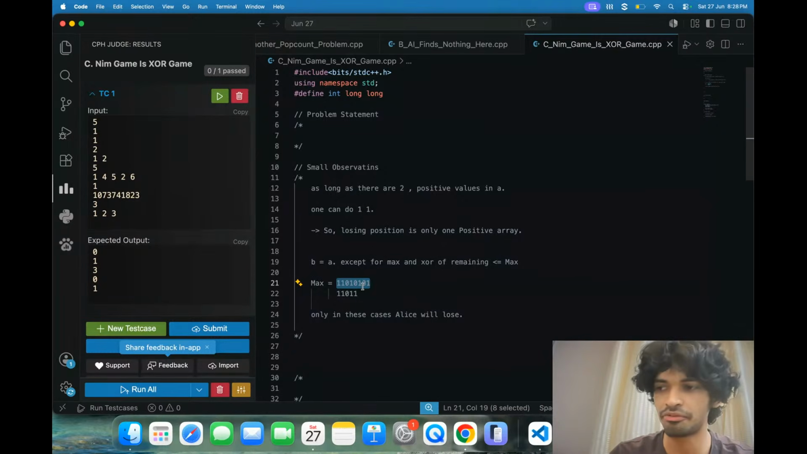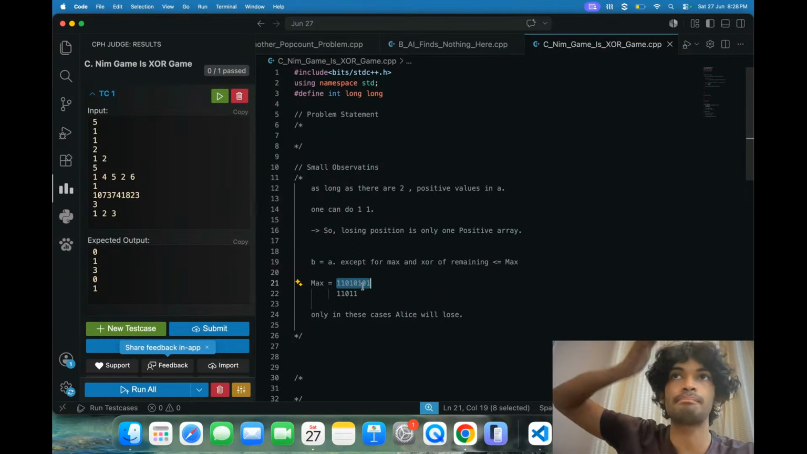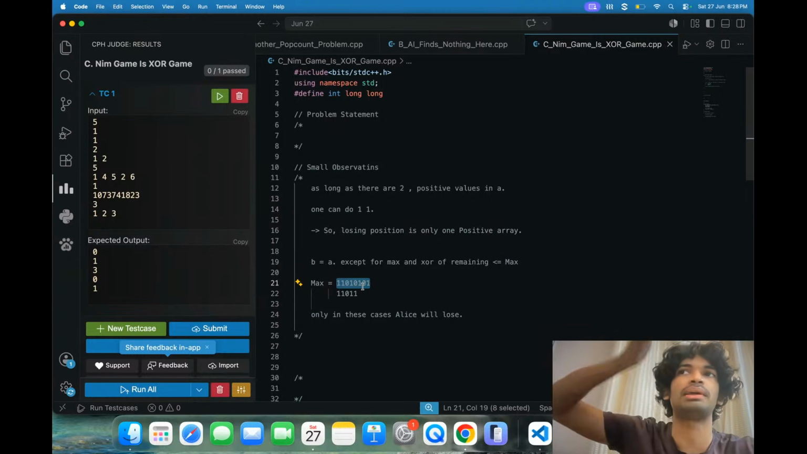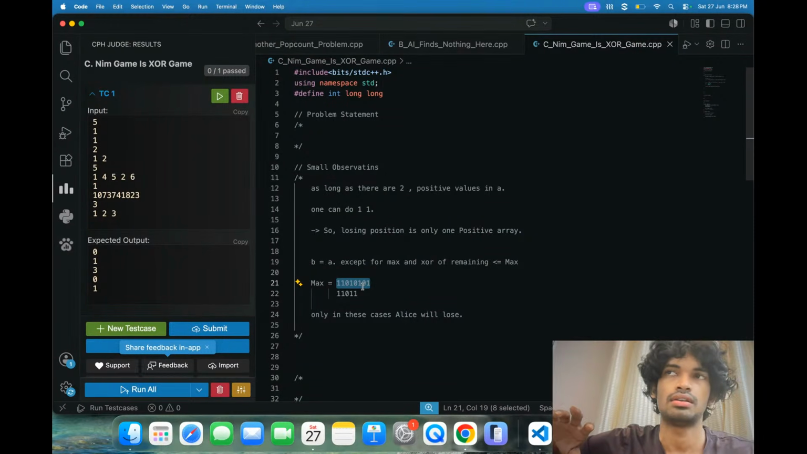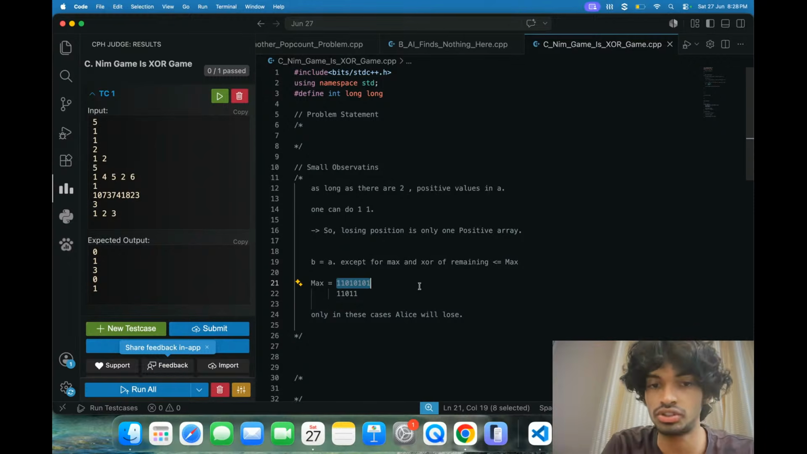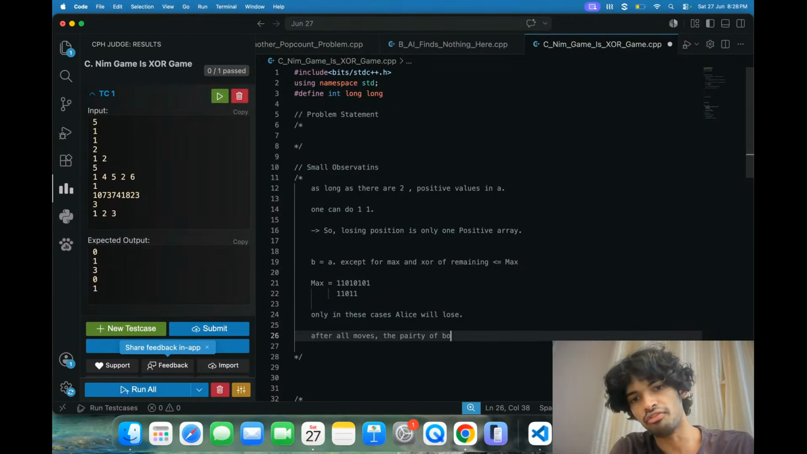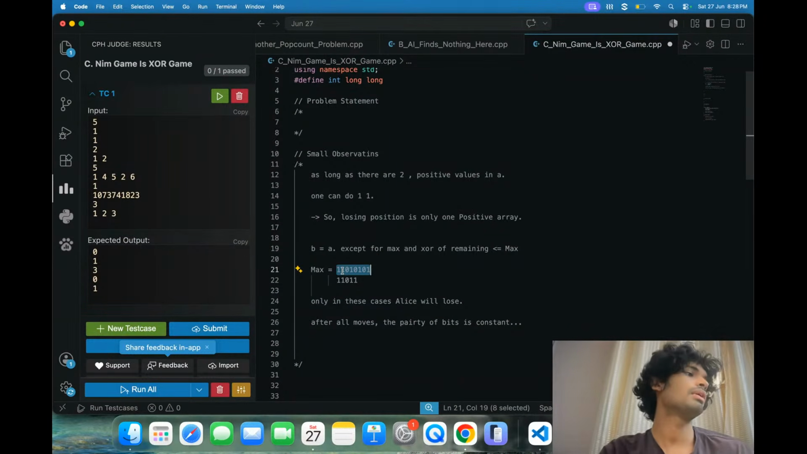Okay, whatever has been formed, let's say you have been adding many big 2 powers now. Like here in this 2 power you'll add many ones, in this 2 power you'll add many ones. Then also the parity of bits will not change, right? And then let's imagine the subtraction. So this is constant. After all moves, the parity of bits is constant. Okay? But I'm here right now.